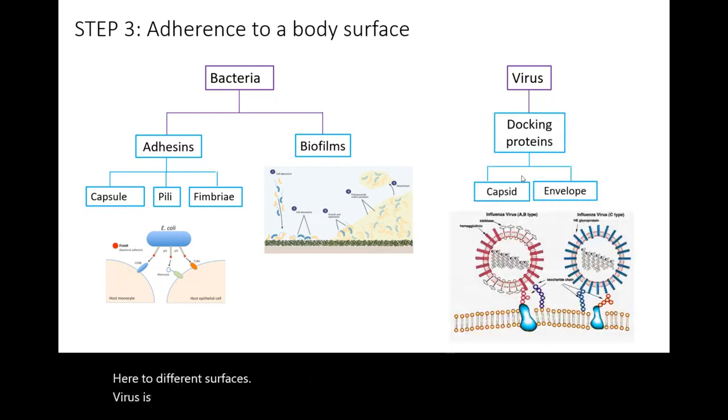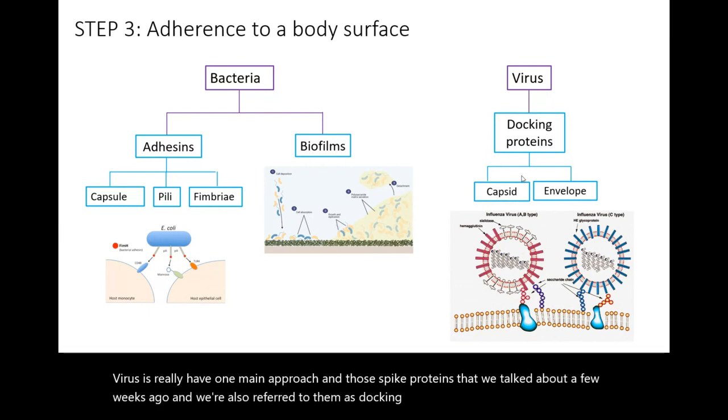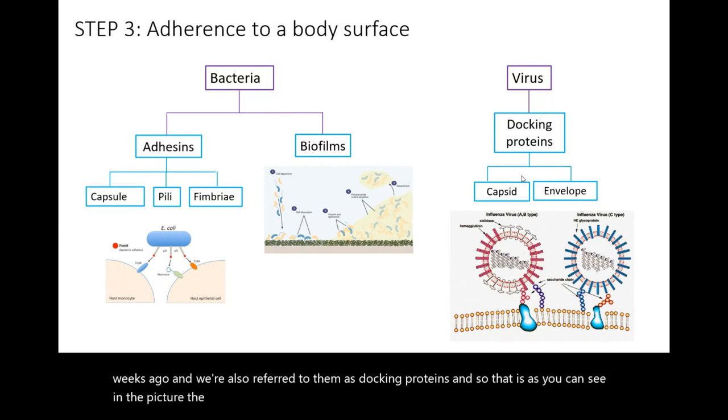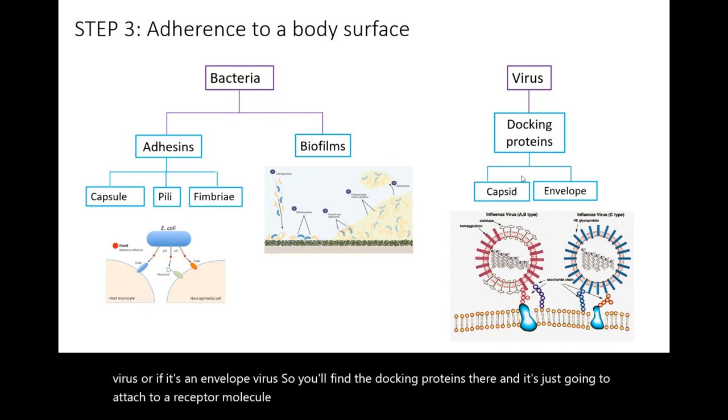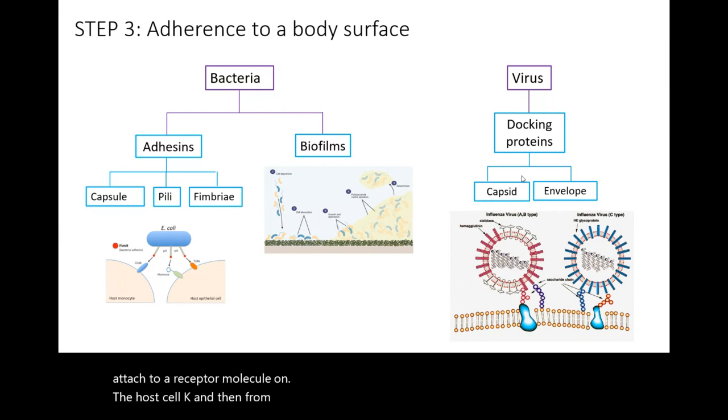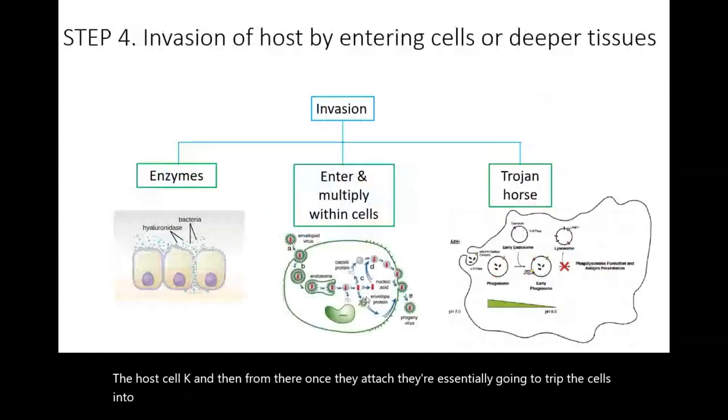Viruses really have one main approach, and those are those spike proteins that we talked about a few weeks ago. We also refer to them as docking proteins. As you can see in the picture, the docking proteins or the spike proteins are either found on the capsid of the virus, or if it's an enveloped virus, you'll find the docking proteins there. And it's just going to attach to a receptor molecule on the host cell. And then from there, once they attach, they're essentially going to trick the cells into letting them in.